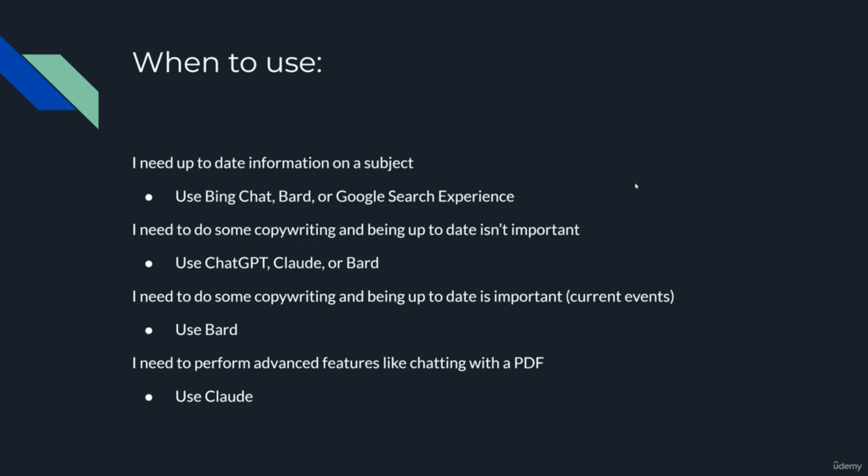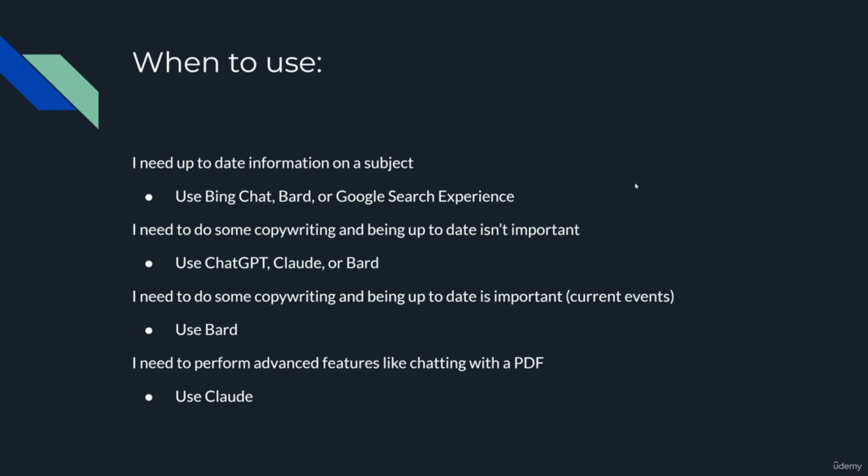ChatGPT isn't up to date, but it can still be grouped in this category. Claude is also not up to date at the time of recording, so Claude is also in this category. Let's say you need to do some copywriting and being up to date is important. The only one right now that's good for that is Bard, or ChatGPT Plus, but that one isn't included because it's not free. However, if you're subscribed to an OpenAI Plus subscription, then ChatGPT could also be used.